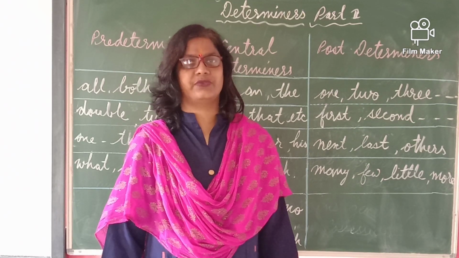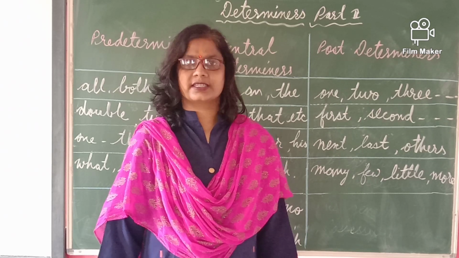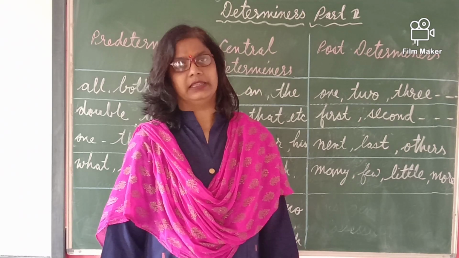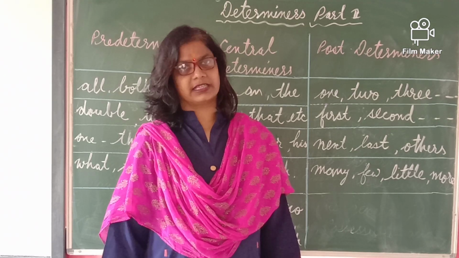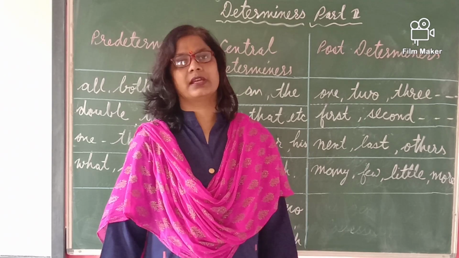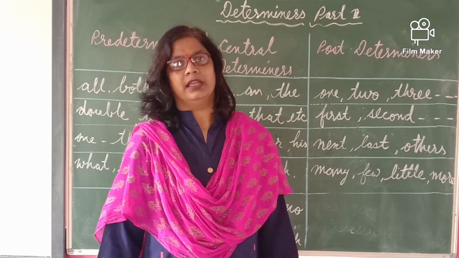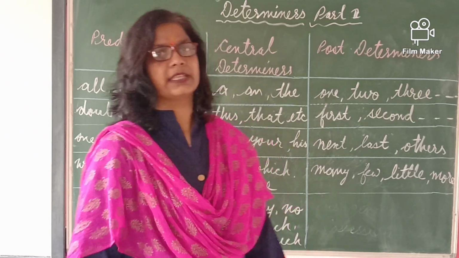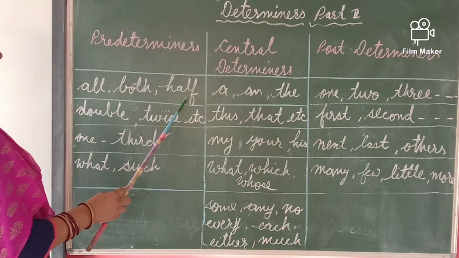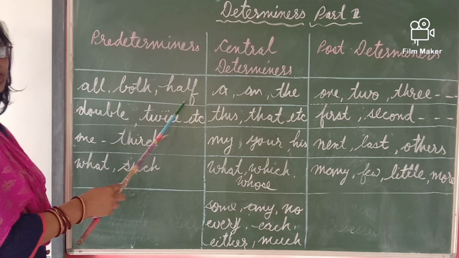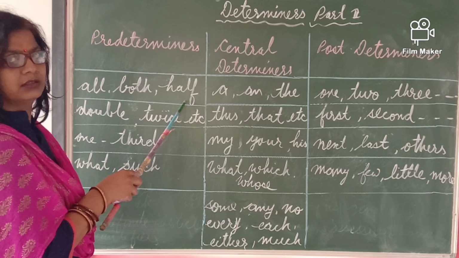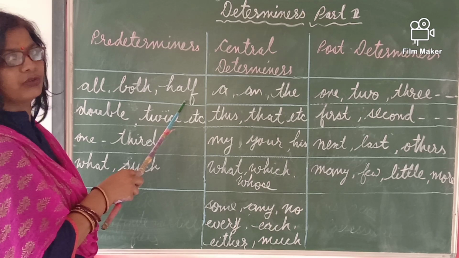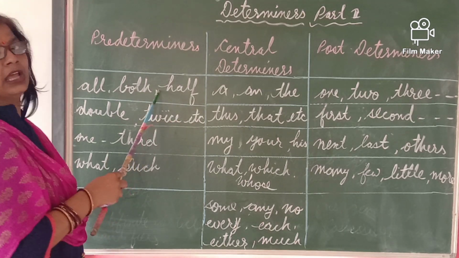Predeterminers means the determiners which are used before the central determiners. Post determiners are those used after the central determiners. And the central determiners, as the name signifies, will be used in between predeterminers and post determiners. See here, all, both, half. These 3 will be in which kind of determiners? Determiners? No. Possessive? No. Demonstrative? No. Articles? No. So these are quantifiers.